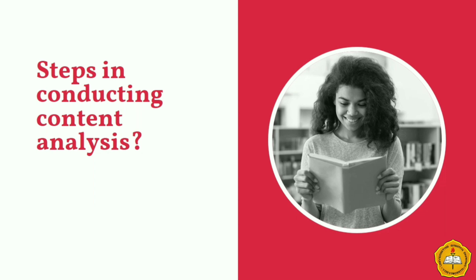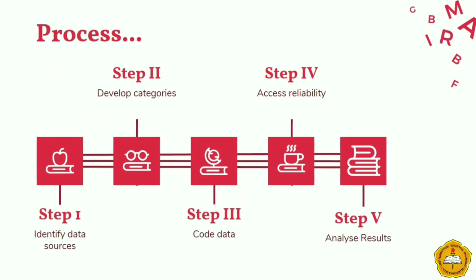So we have discussed the definition and the paradigms of content analysis, and now we're going to talk about the steps. There are 5 simple ways in conducting content analysis. The first step is identifying data sources. Second step, developing categories. The third step is coding the data. The fourth step is assessing reliability, sorry for the spelling error. And step 5 is analyzing the result.